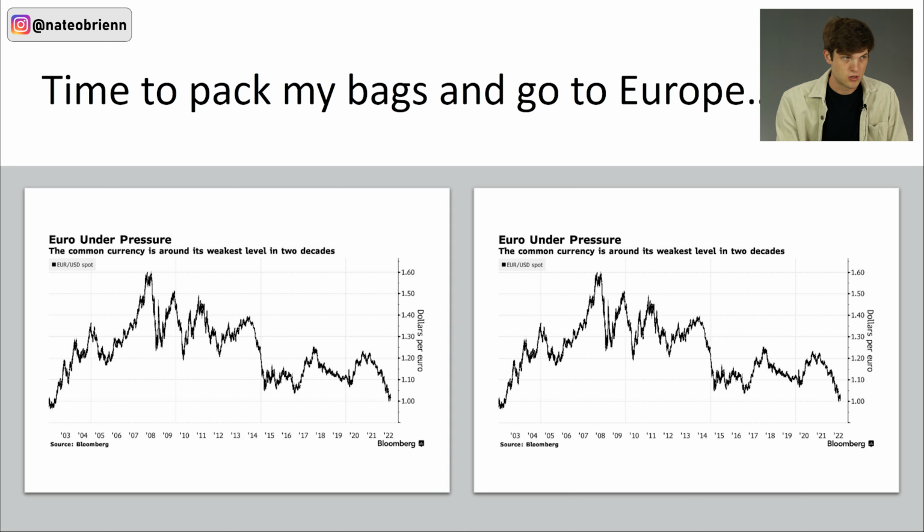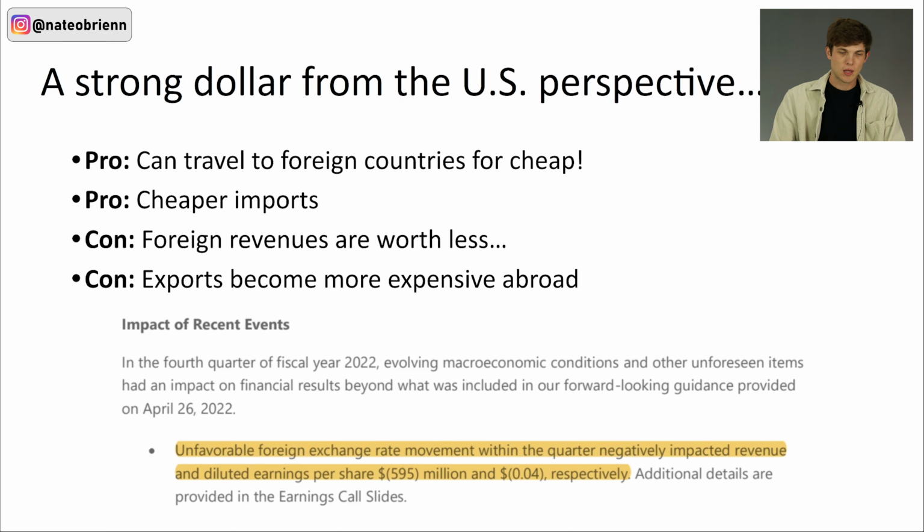I went to Europe last year. I went to Spain, and it was like $1.2 for €1. And so my money didn't go very far. Now, let's talk about a strong dollar from the U.S. perspective. How does this help Americans, and then also what are some bad things about this as well?